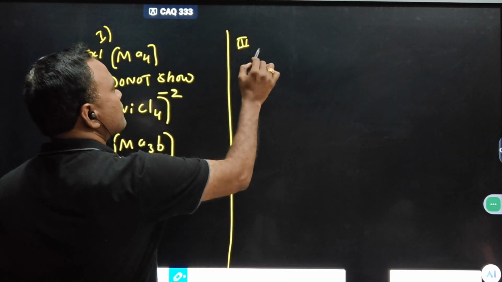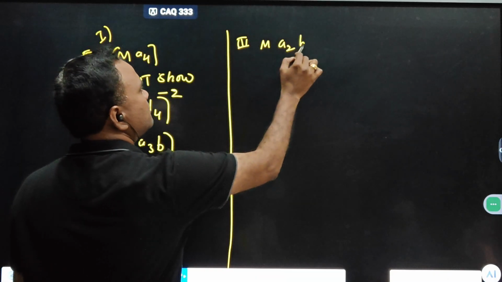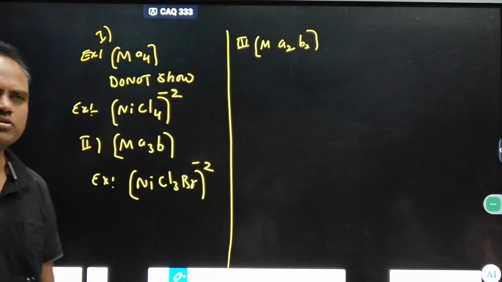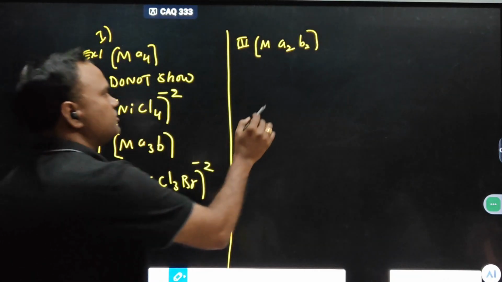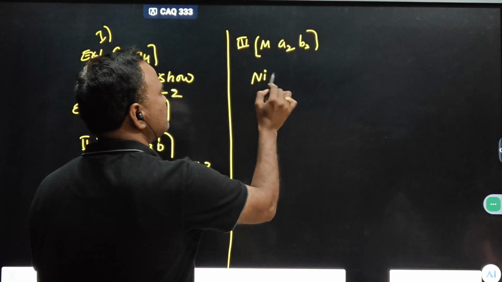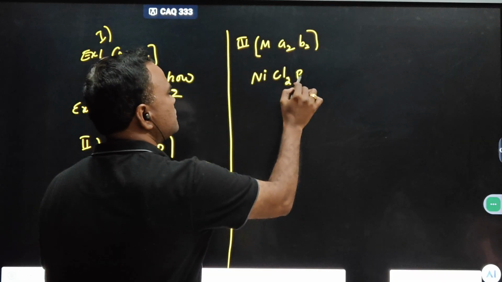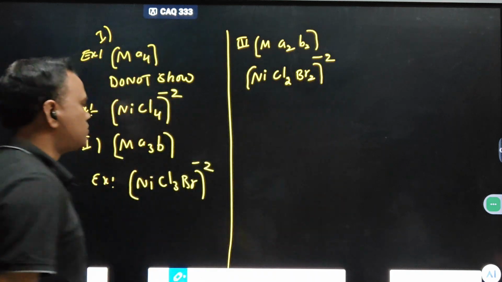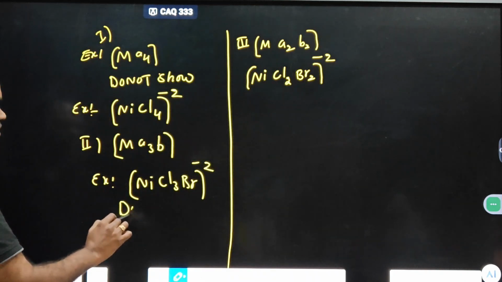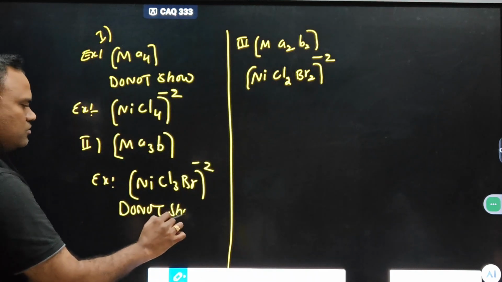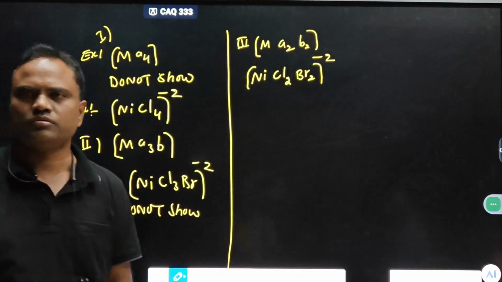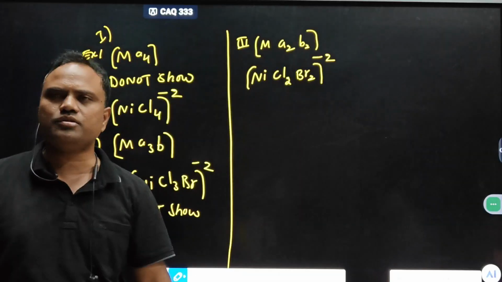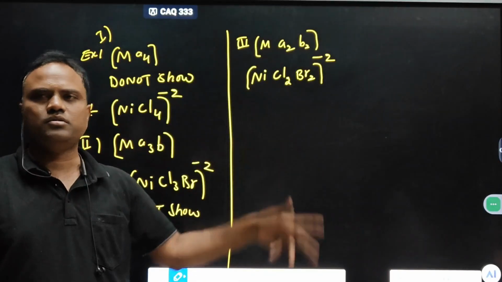Next, Roman number 3: MA2B2. MA2B2 category will show cis-trans geometrical isomerism. Example: nickel Cl2Br2. Will it show GI? Here also, do not show. MA2B2 means this is present under the shows category.